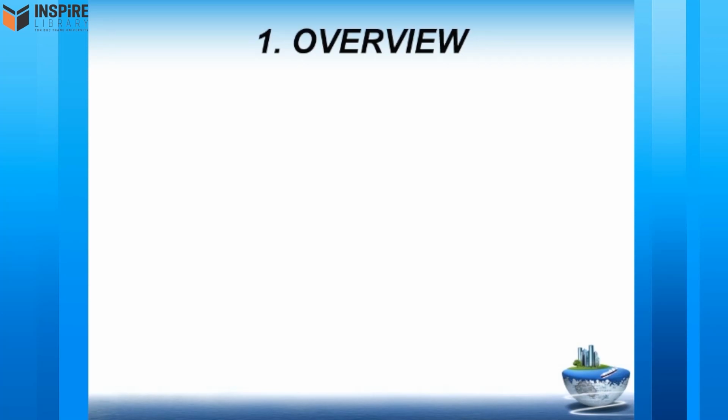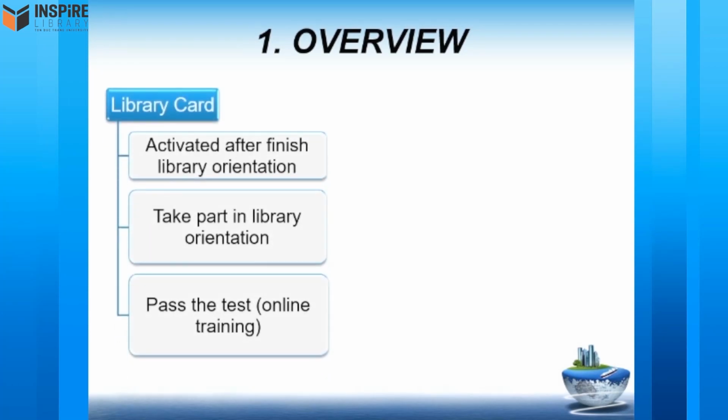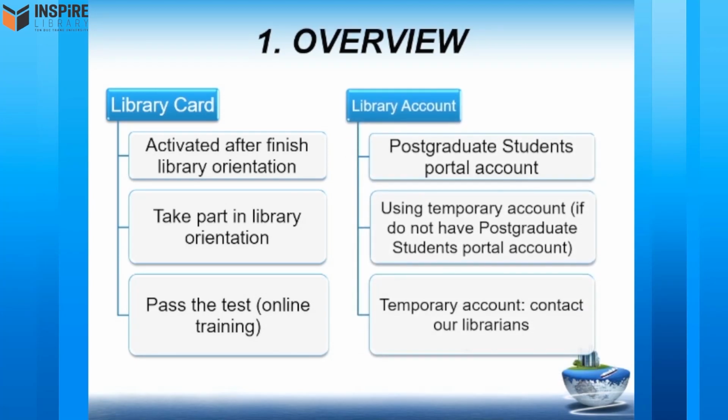In this part, we will learn how to get the library card and the library account. For the library card, you have to take part in the library orientation and pass the test as I mentioned before. Your library card is your student card. It is integrated into the same card for all students. For the library account, it is integrated into your Postgraduate student portal account. It means you will log in to the library website with your Postgraduate student account.